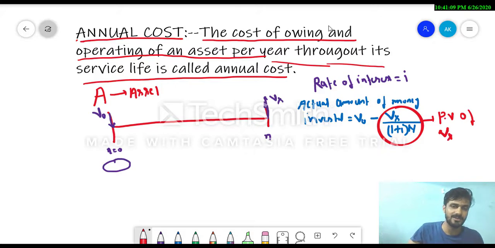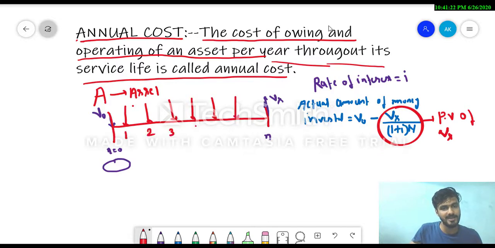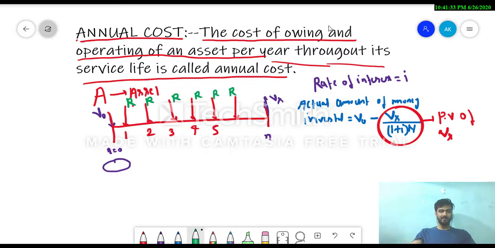Now understand one thing. You have calculated this thing. Now you will see a uniform cash flow throughout the service life of up to n years for this particular asset. Here, n equals 1, n equals 2, n equals 3, n equals 4, n equals 5, up to n years, then you will see a uniform cash flow, and I am assuming the uniform cash flow is R. That means on a yearly basis you are going to invest R amount on this particular asset.